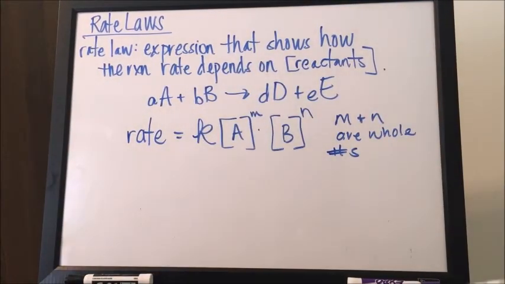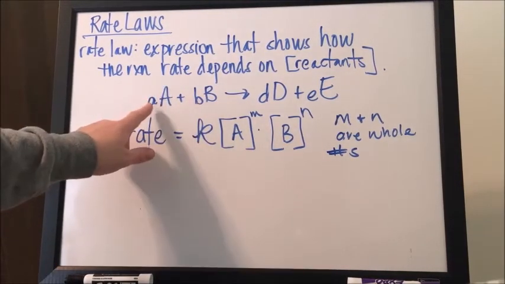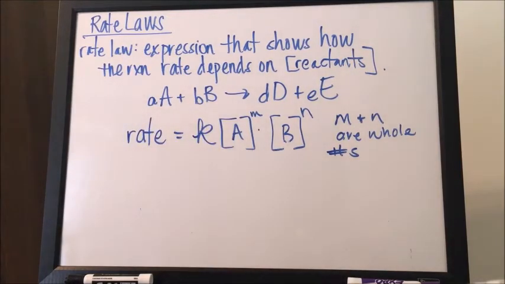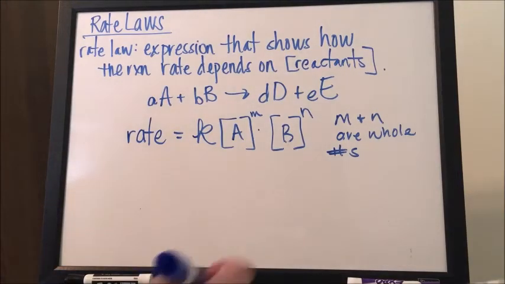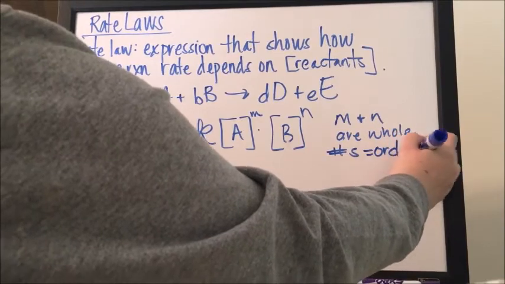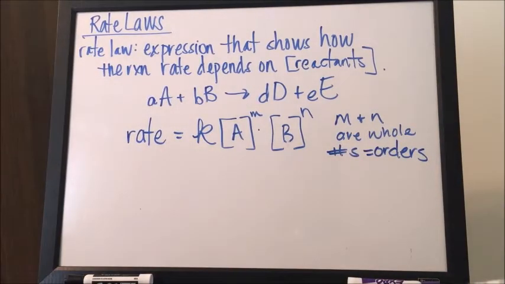But notice that I didn't raise A to lowercase a, nor did I raise B to lowercase b. That's because M and N come from something different than the balanced equation. Okay, M and N are not the coefficients, but they're called orders. They're actually called reaction orders. So we're going to get more into M and N and where they come from and what they mean later.